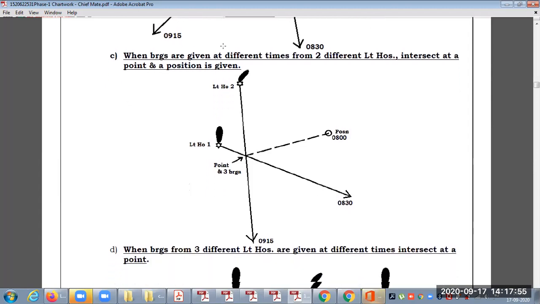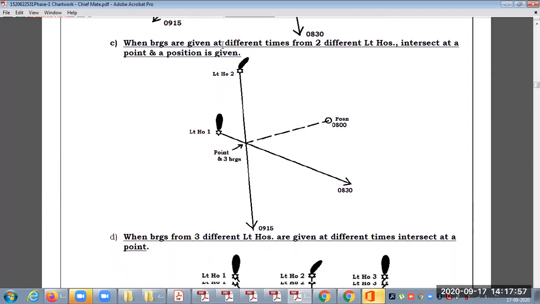Then case 3 is when bearings are given at different times from two different lighthouses. Of course it has to be at different times, but it is given from two different lighthouses and they intersect at a point, and one position is given. When the bearings are from two different lighthouses, they will intersect at one point. If they are not intersecting, then we cannot do 3-point bearing, because for 3-point bearing we need one point of intersection of all the three bearings.